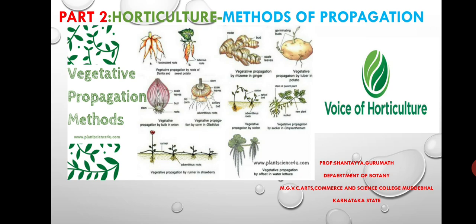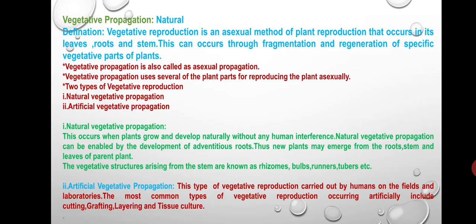Today's class we discuss Part 2, Horticulture, Methods of Propagation. The vegetative propagation, so first we discuss the definition. Vegetative reproduction is an asexual method of plant reproduction that occurs in its leaves, roots and stem. This can occur through fragmentation and regeneration of specific vegetative parts of plants. Vegetative reproduction is also called asexual propagation. Vegetative propagation uses several of the plant parts for reproducing asexually.